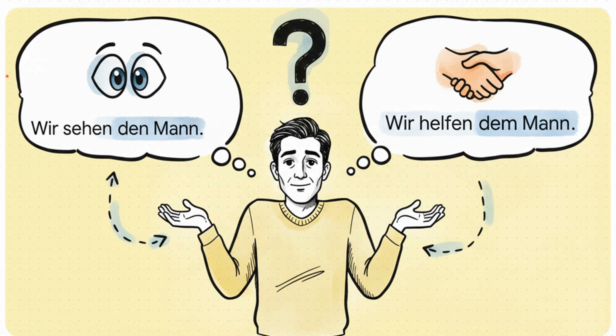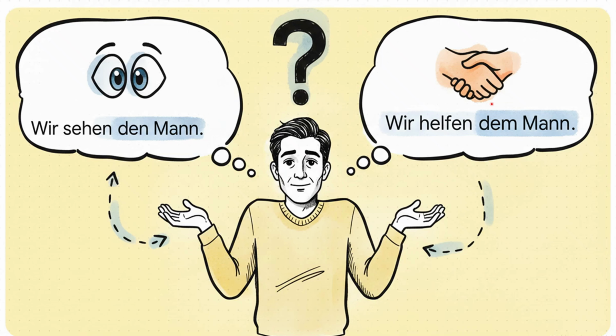Now, we come to a very important question in German. When do we use the accusative case and when do we use the dative case? Look at these two examples. First sentence, wir sehen den Mann, which means we see the man. Here, den Mann is the direct object. We are directly seeing him, so it is accusative.